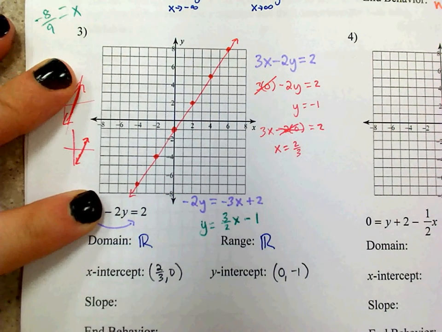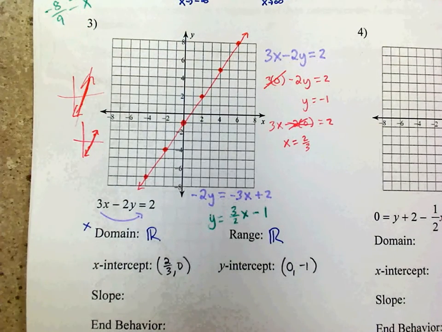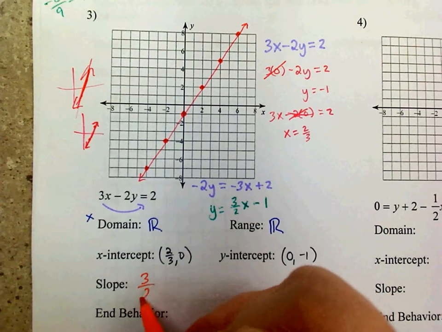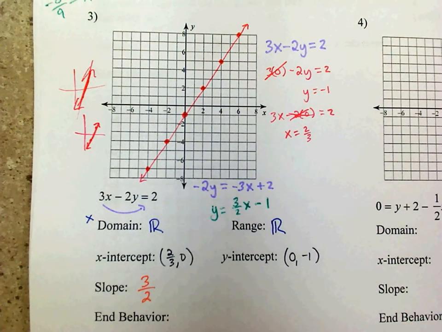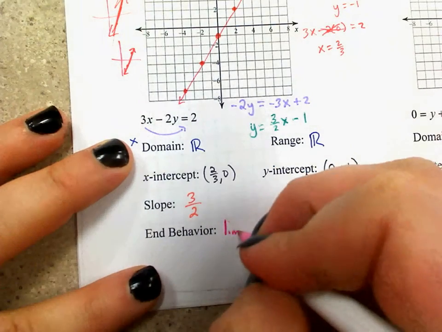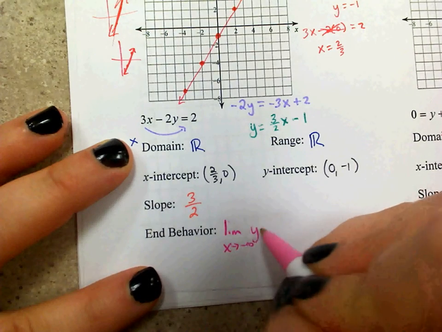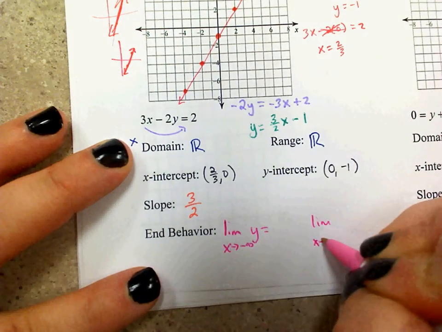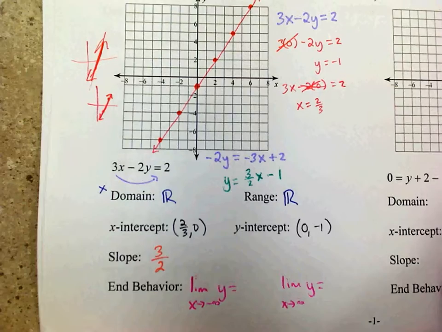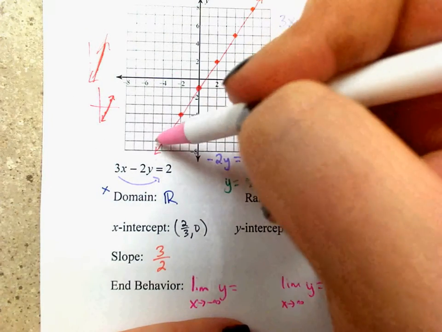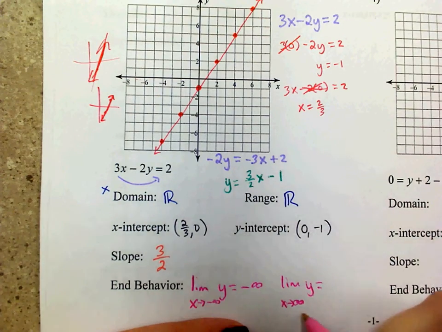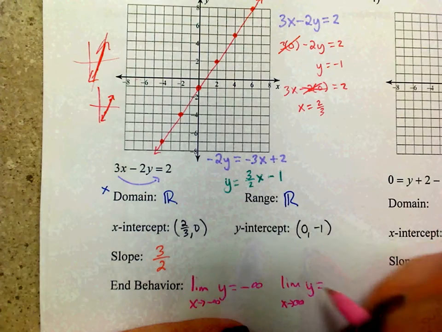Okay, slope. Slope we found when we solved for y. So the slope is 3/2, and end behavior. So again, the limits. So I've got the limit as x approaches -infinity of y, and the limit as x approaches +infinity of y. Okay? So I want to know, as I go to the left, where's the function going? As I go to the left, the function is going down. So that would be -infinity. As x approaches +infinity, as x goes to the right, the function is going up. So that will be +infinity. Okay?